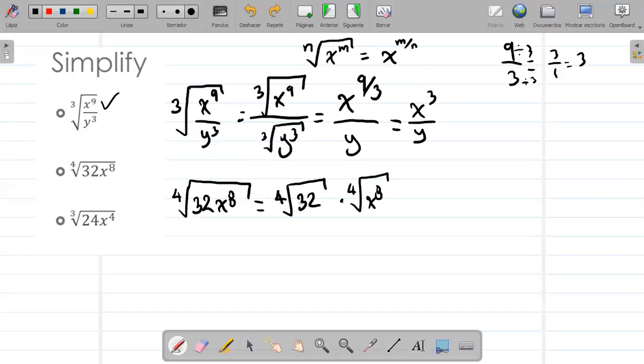And what is the fourth root of 32? We will look if 32 has an exactly fourth root. How can we know that? Decomposing the 32. So help me. Participation here, please. 32 is divisible by?